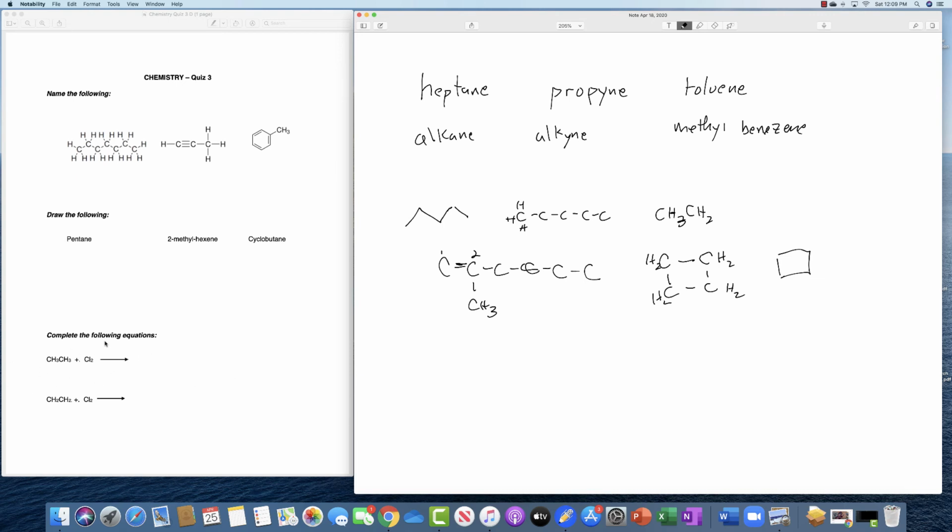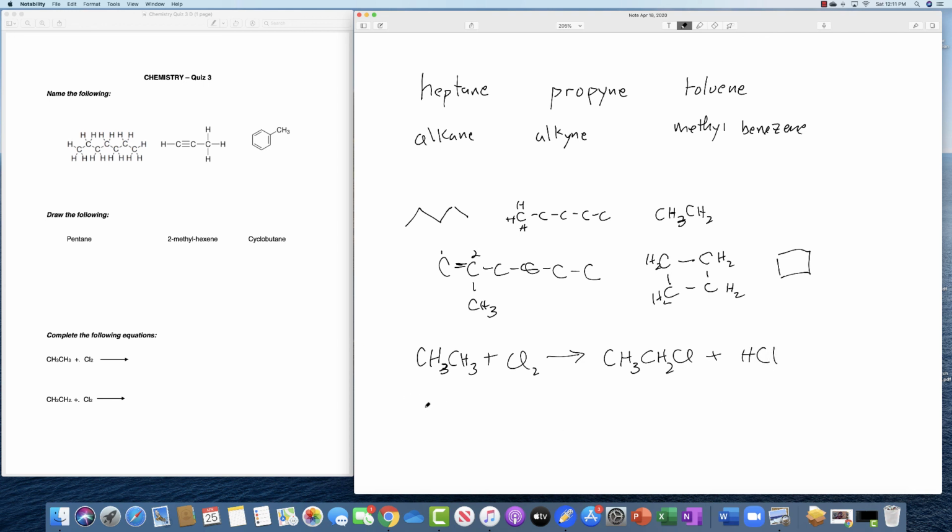This one says complete the following equations. This one is in your book on page like 1148, something like that. You have the alkane, ethane, plus chlorine, and what it shows you in the book is that one of these chlorines replaces one of these, so you end up with chloroethane, which looks like this, plus HCl.